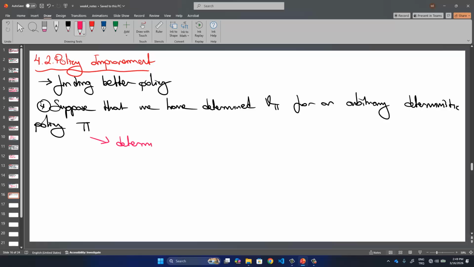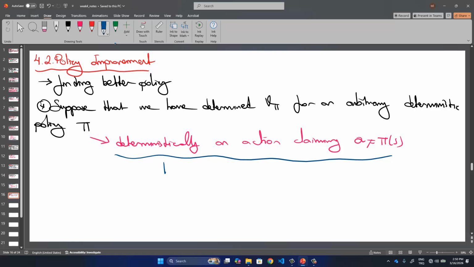Deterministically, an action A not equal to pi of s. And so we need to consider that. Is this good or not? In order to improve anything in here, we need to check it. Is this good or not? Okay? We need to measure it. So this is our purpose.